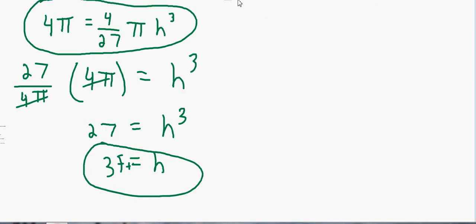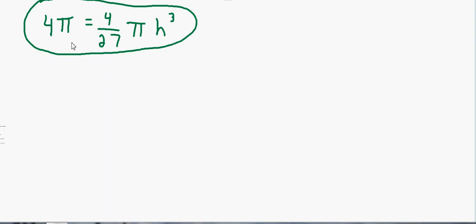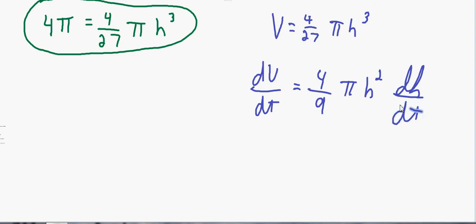So, let's erase some of this here. Here's what they've given us. I won't write it out again. But they gave us 4 pi was the volume in the tank. And we need to find h. H is important here because when we derive our equation, volume is 4 over 27 pi h cubed. When we derive this, we're going to get dv dt is equal to 4/9 pi h squared dh dt. We know dv dt is 10.